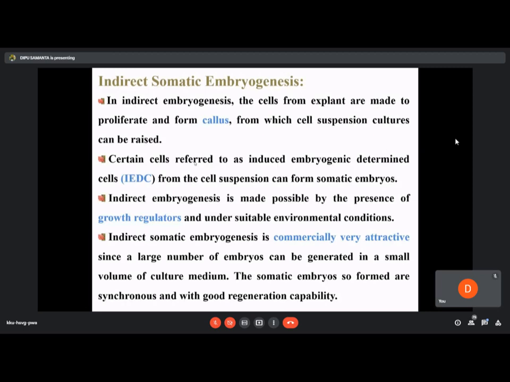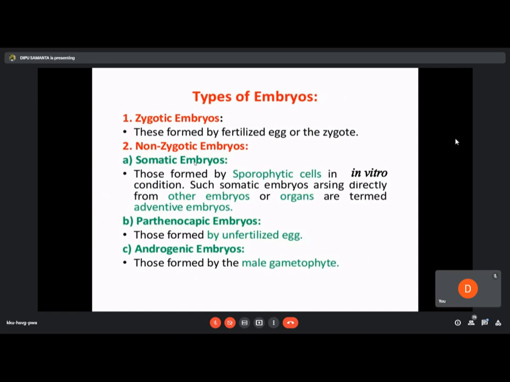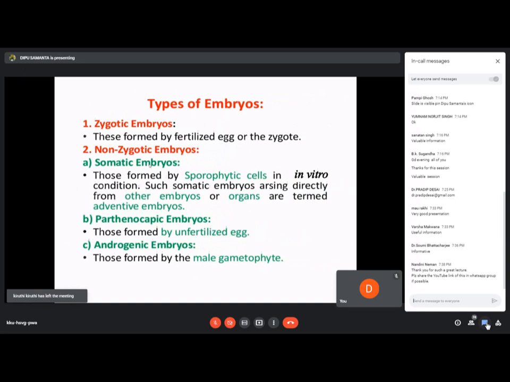Now, I'll mention there are several types of embryo. One is the zygotic embryo, that is, the embryo formed by fertilization of the egg, that is, the formation of the zygote followed by differentiation into the embryo, and from the embryo, the natural plant is formed. Another is the non-zygotic embryo. Non-zygotic embryos include somatic embryos, parthenogenic embryos, or androgenic embryos.